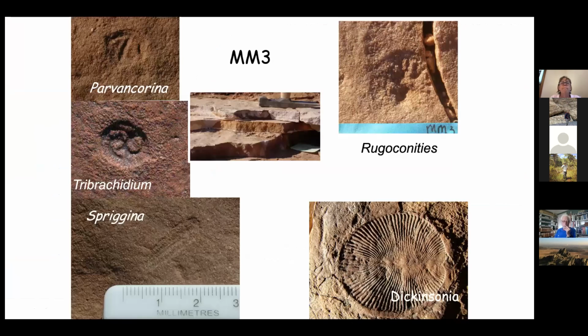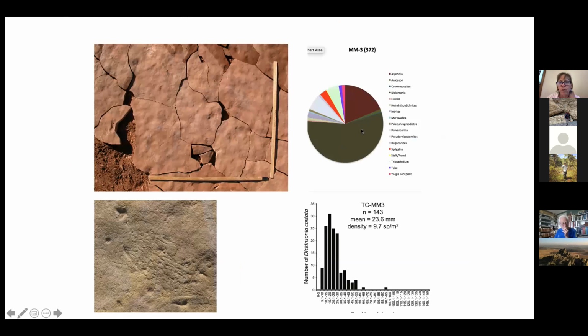Just to compare two beds, this is one bed, MM3. It's this bed right in here. You can even see those shims creeping out. It has things like Dickinsonia, Spriggina, Tribrachidium, Parvancorina, Rugoconites. When we look at it, it is Dickinsonia dominated. You can still see ripples, but they're somewhat muted. Common on top of the mat, the organic surface, is also this structure, Arumberia. And here is the body size of Dickinsonia, in millimeters on the base.